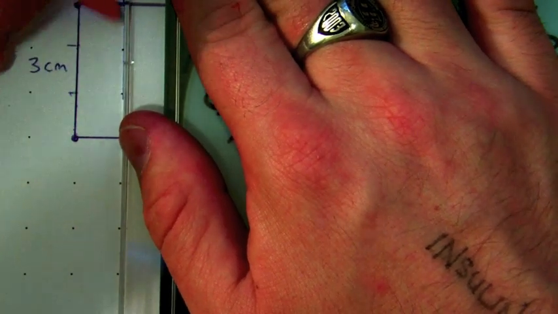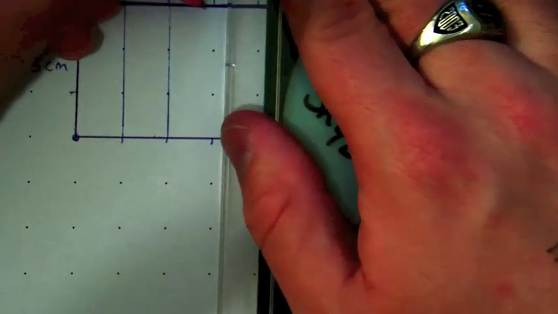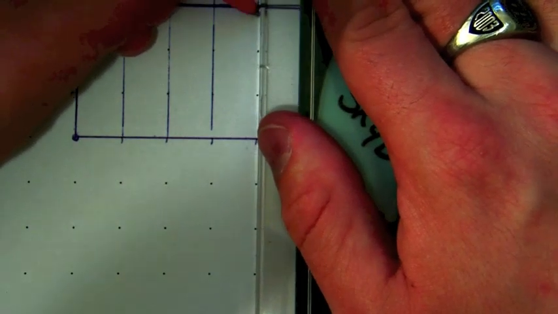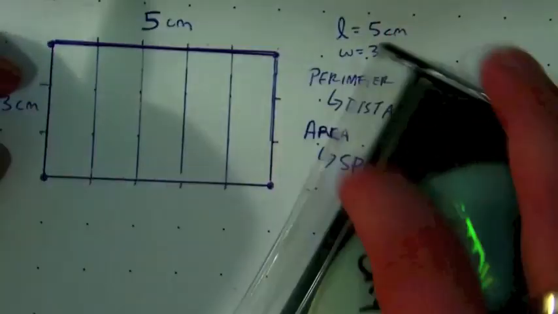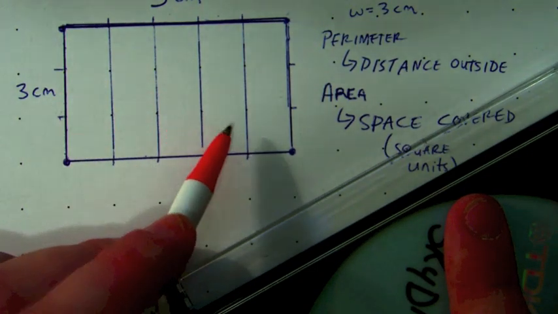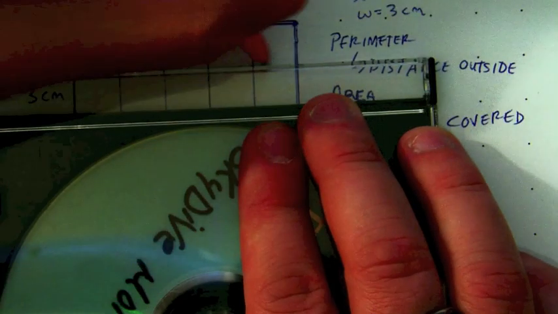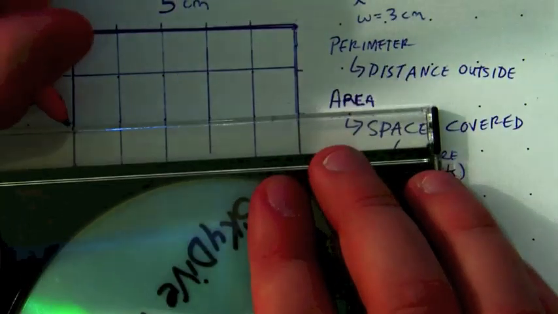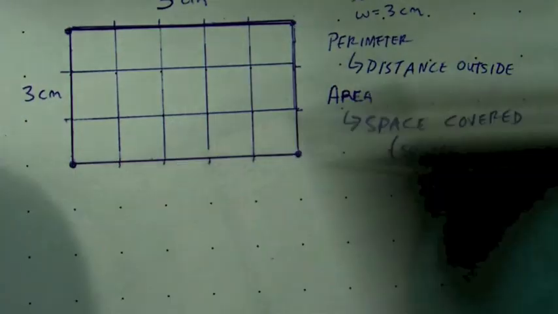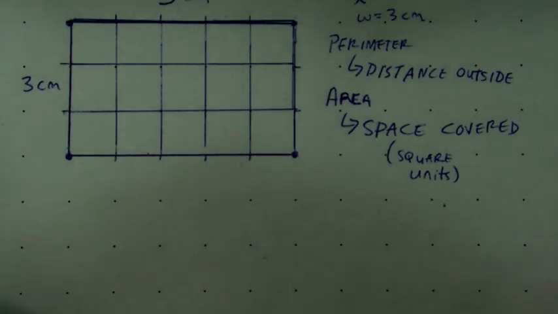So for every centimeter of this rectangle's length, I'm just going to draw a quick little line going straight down. So now we have 5 one-centimeter columns. And then I'm going to do the same thing for my 3 centimeters on the side. I'm going to give myself 3 one-centimeter wide rows. And by doing that, you can see I've carved that original rectangle into a series of squares.